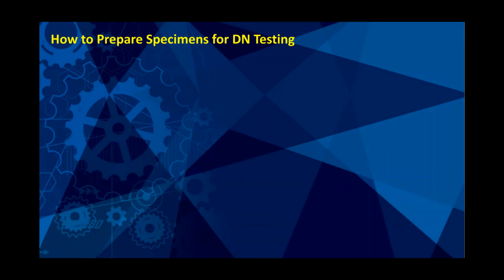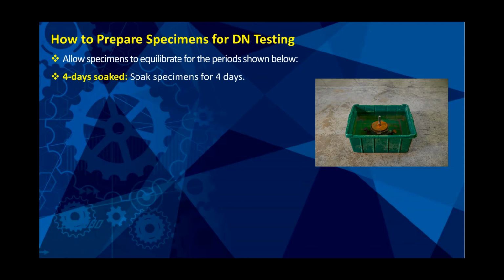When all specimens have been compacted, they must be prepared for the laboratory DN testing. The specimens must first be allowed to equilibrate to dissipate pore water pressure generated through the compaction procedure. The recommended periods for equilibration are as follows. Those that are going to be tested in a soaked condition must be soaked for 4 days.